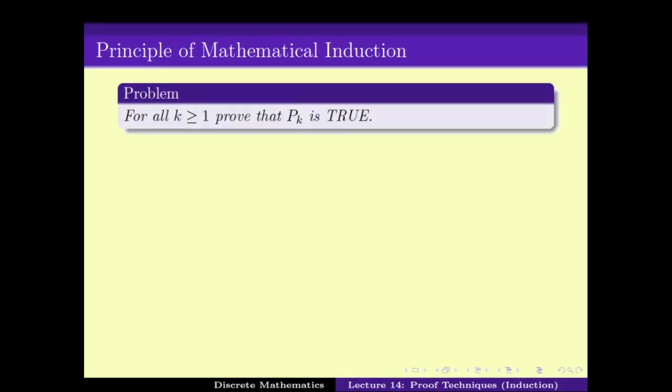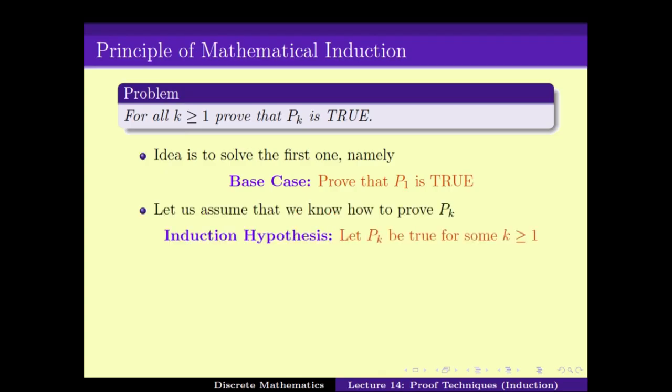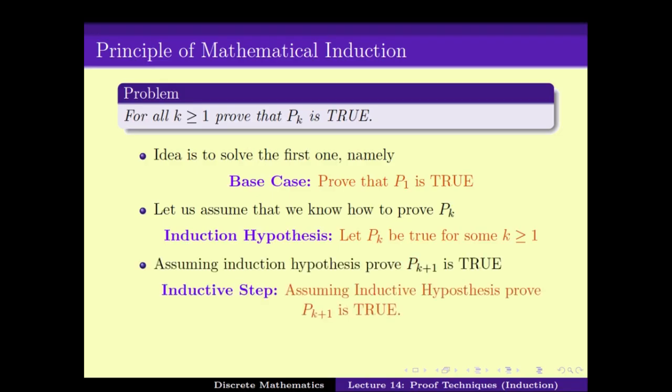So to prove this statement, that for all k greater than or equal to 1, Pk is true, there are three parts to it. The first part is what is called the base case, where you prove P1 is true. The second part is called the induction hypothesis, where we assume that we know Pk is true for some k greater than or equal to 1. And the inductive step is that, assuming the induction hypothesis, can you prove the next statement, namely, can you prove Pk plus 1 is true?